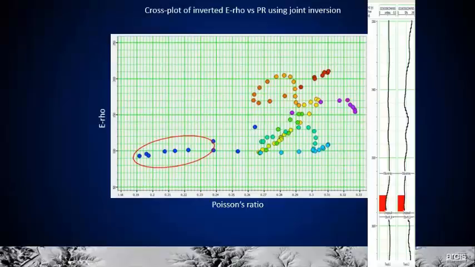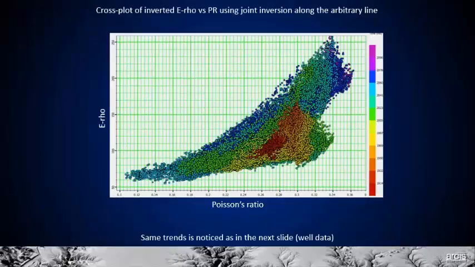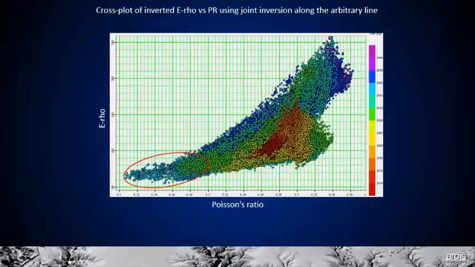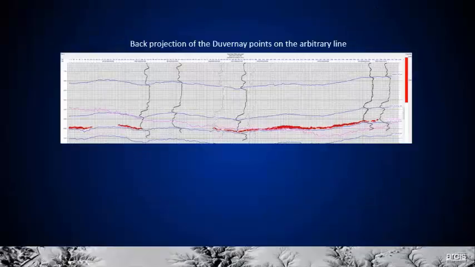And notice here, this one is again coming from the same Duvernay interval. When you go to an arbitrary line of joint inversion, we get this kind of a trend. And again, this is very similar to the trend that we get from the logs. And so that gives us some confidence in the methodology that we are following. And again, we pick up that polygon, and it is actually coming from the Duvernay interval.